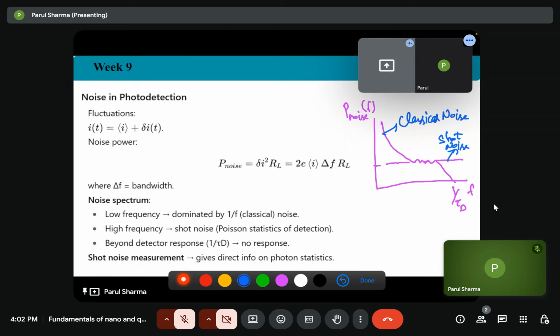Okay. What does shot noise mean? Shot noise means photons are incident and some current is produced, and that will create noise. And shot noise is essentially a signature of intrinsic statistics.